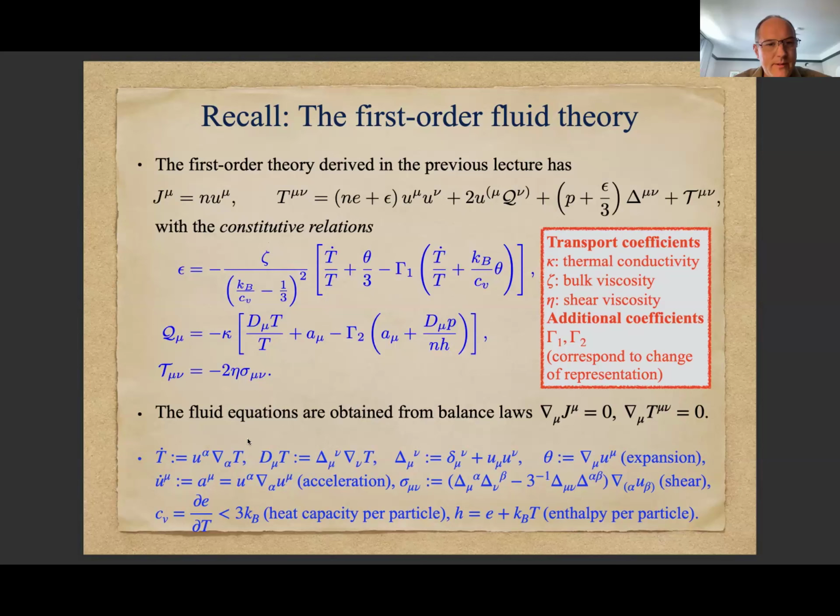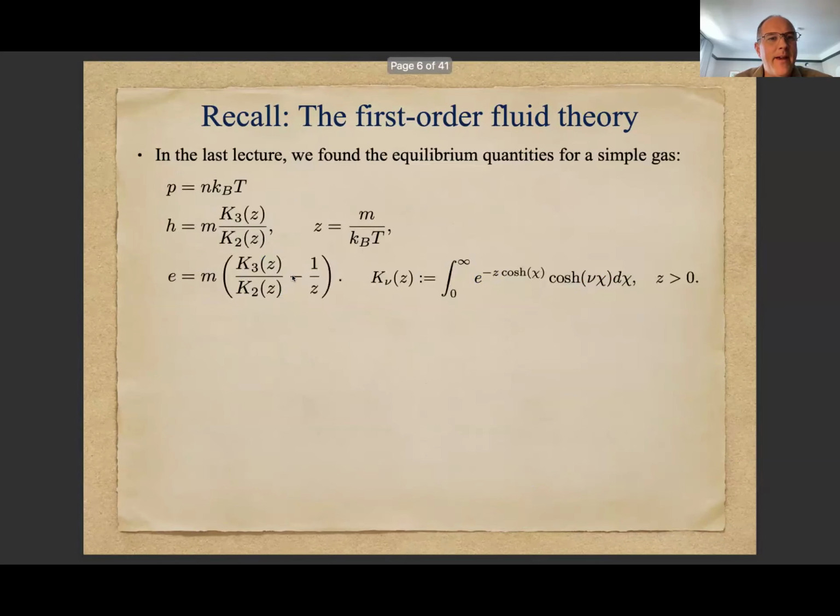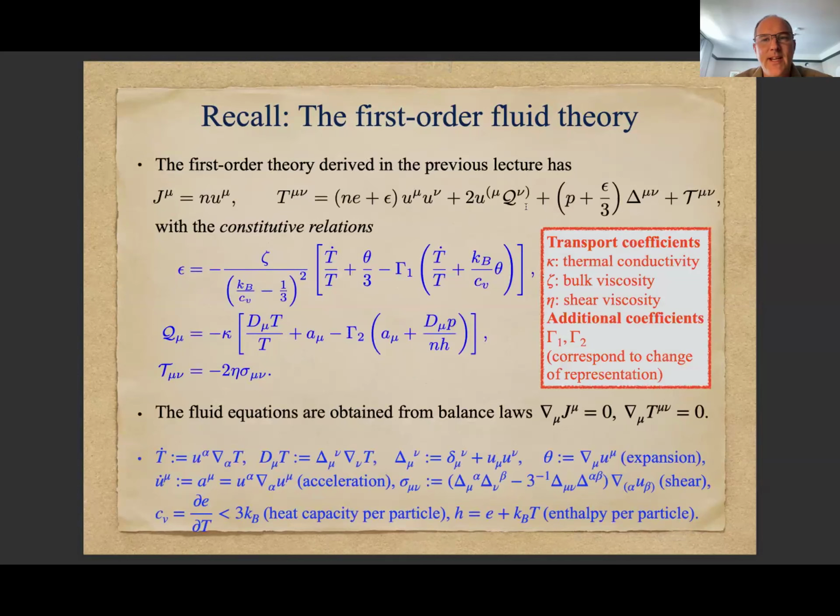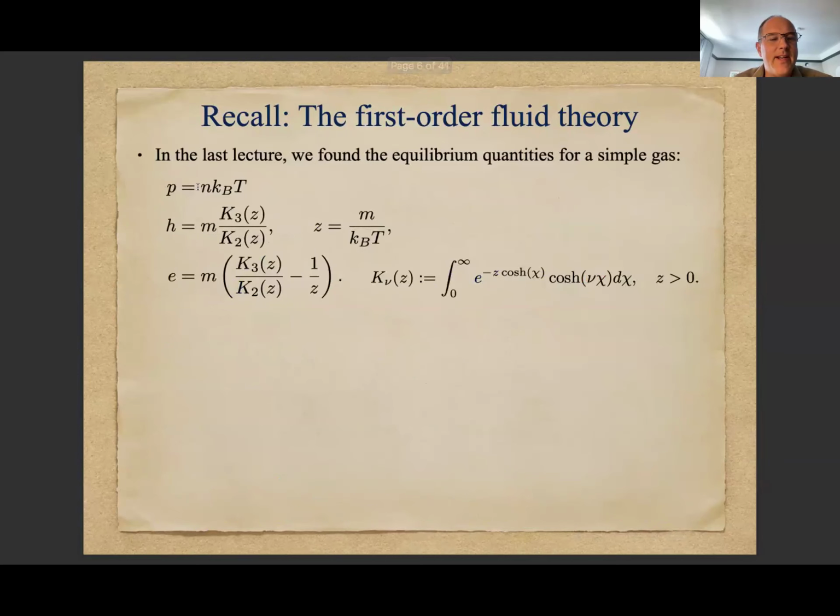Okay. Now this C_V here, that's the heat capacity per particle, and H is the enthalpy per particle, which is related to the energy per particle in this way here. Okay, so this is the review of the theory we derived last time, and also this equilibrium configuration. There's also E and P. They are not arbitrary, but they are related.